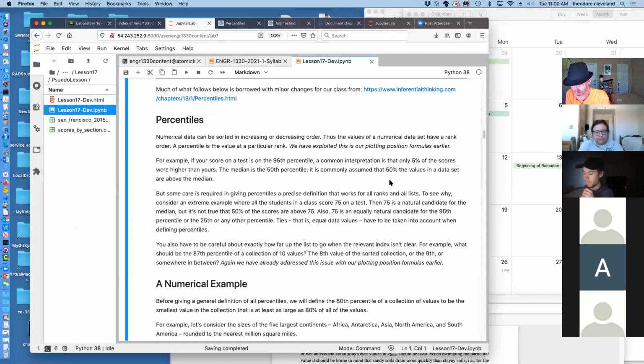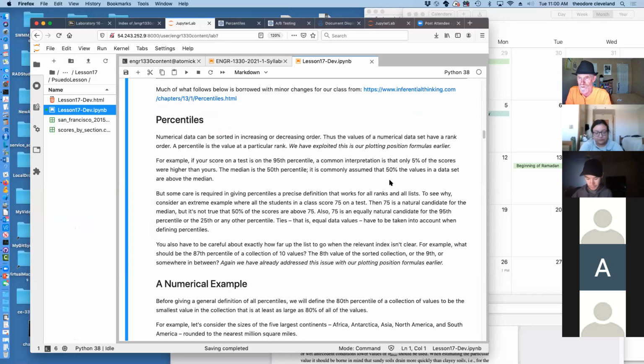So numerical data can be sorted in increasing or decreasing order. We've seen that already. The value of a numerical data set has a rank order, and the percentile is the value at a particular rank. And we exploited this in our plotting position formulas. So Gringorten, Cunnane, Weibull, California, Hazen, and all those other, I think there was a Tukey formula. I can't remember all the names. There are a bunch of them.